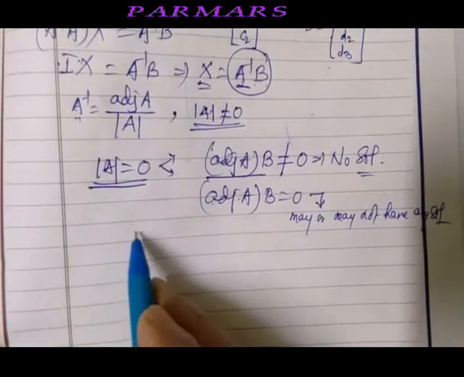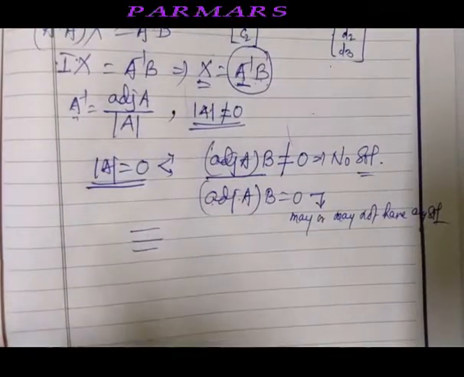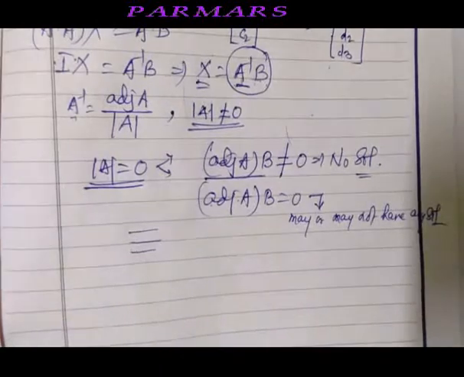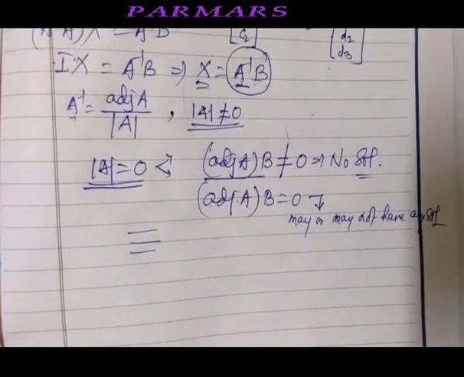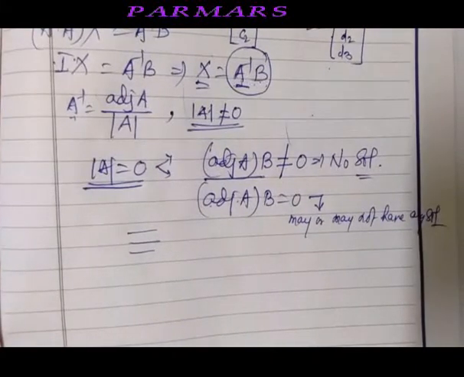Whenever you get adjoint A into B equal to 0, then what do you require? You just take the given system of equations. If you are having 3 variables, let any of the variables be a constant k.